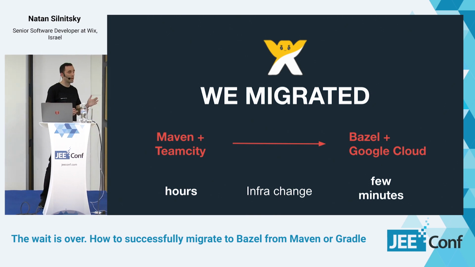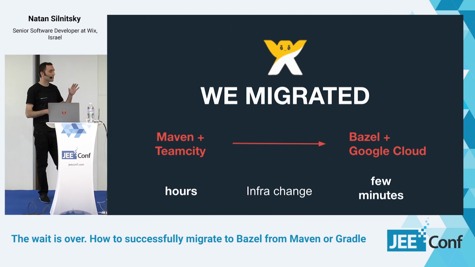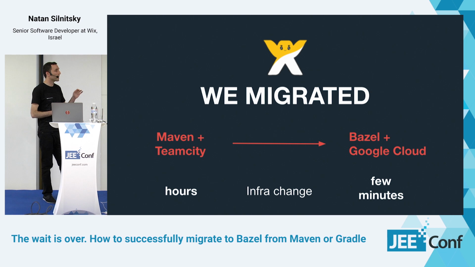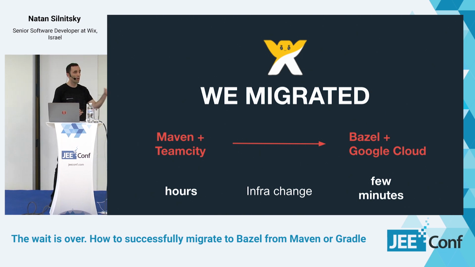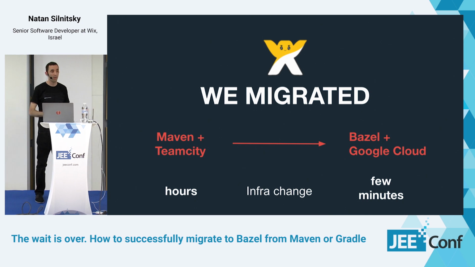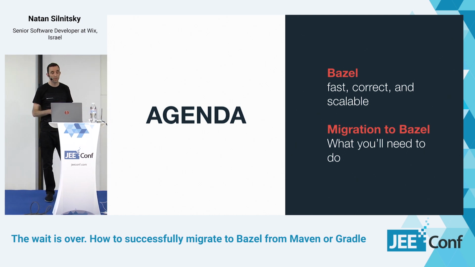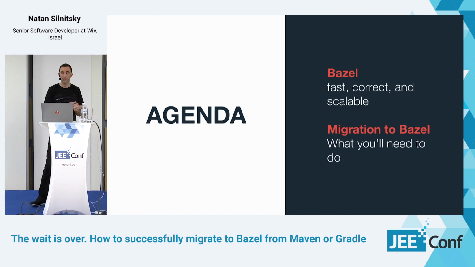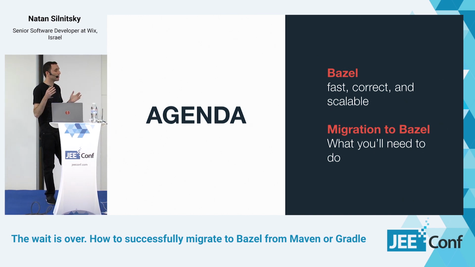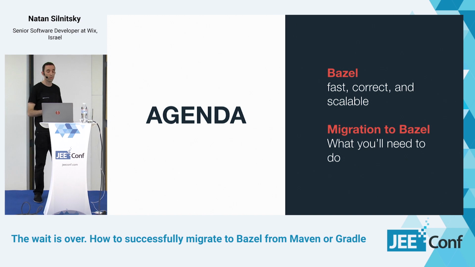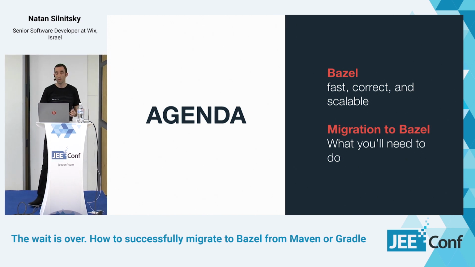Now with Bazel, on any small infrastructure change, you will only get a few minutes of build time, with all of the repositories getting built in parallel on the Google Cloud platform. So today I want to talk about the key features that make Bazel fast, correct, and scalable from small code bases to very large code bases, and what it takes to migrate to Bazel, what you need to do in order to have a successful migration.